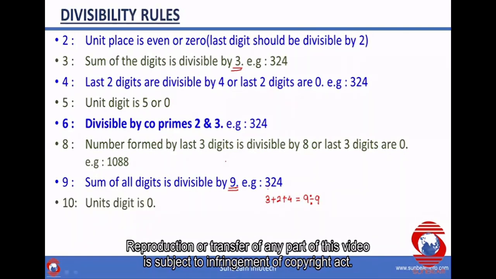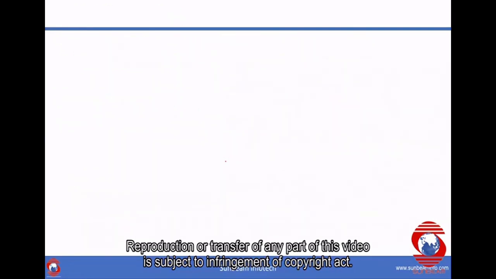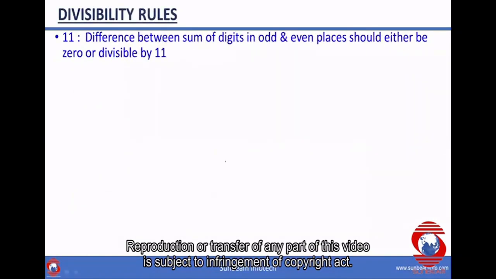Now for 10, do I need to speak about 10? 10 यानी यूनिट डिजिट में क्या होना चाहिए? 0 होना चाहिए. Now moving to the next one, what is the divisibility rule of 11? The divisibility rule of 11 says the difference between the sum of digits in odd and even places should be either 0 or divisible by 11.